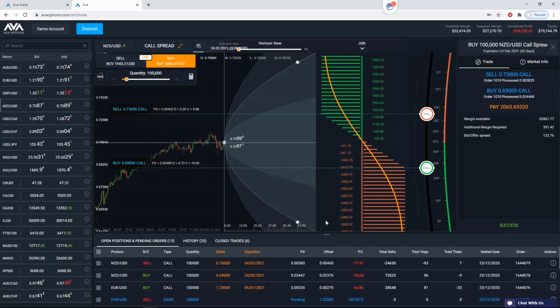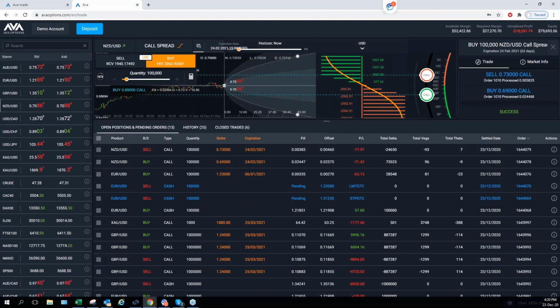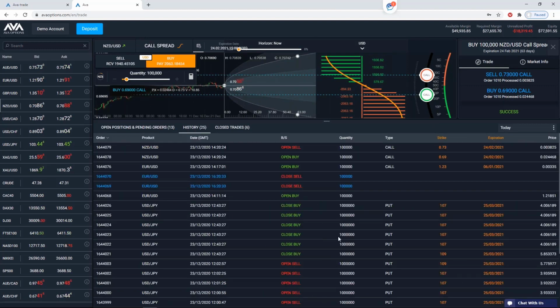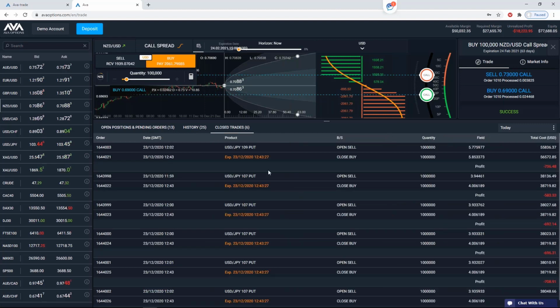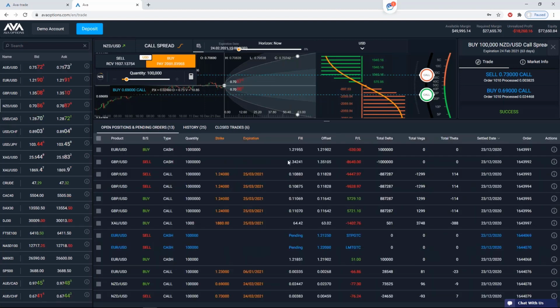I can expand my open positions to see all the things I've got. I can look at my history and see all the trades that I've done in this account today, the most recent being these two Kiwi trades. I can also look at closed trades and the P&L of each of those closed trades that I've done today.